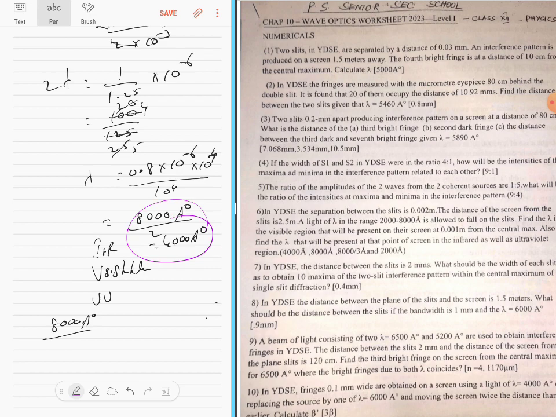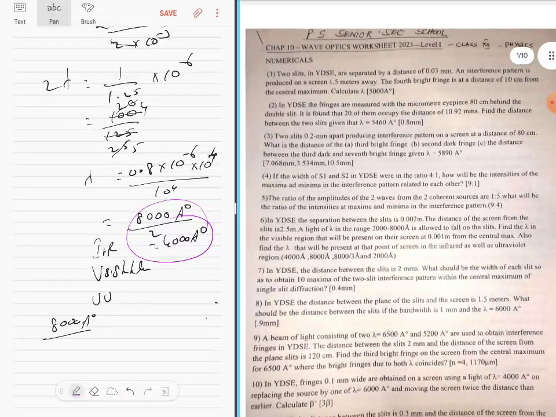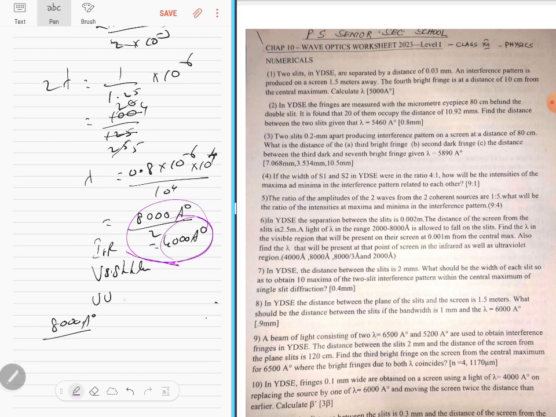Because n is equal to 2 stands for the visible region, n is equal to 1 stands for infrared, and n is equal to 3 stands for ultraviolet. So that's 8000 by 3. Therefore the infrared region is 4000 and the ultraviolet region is 8000 by 3 Armstrong.